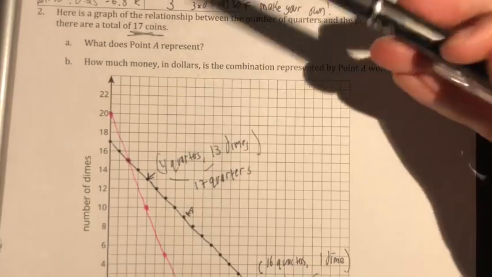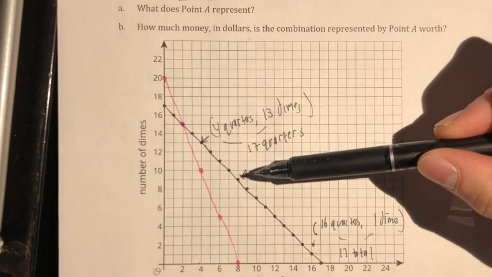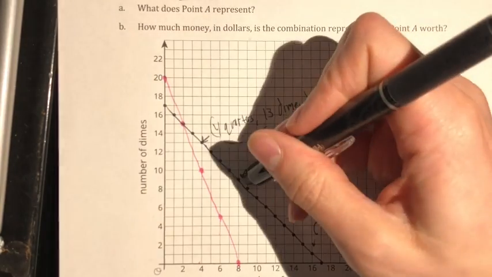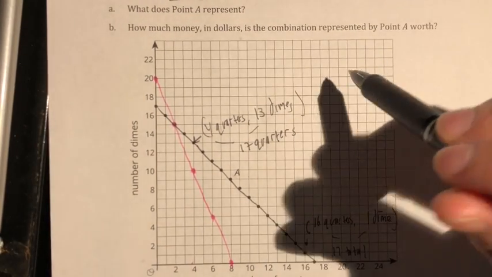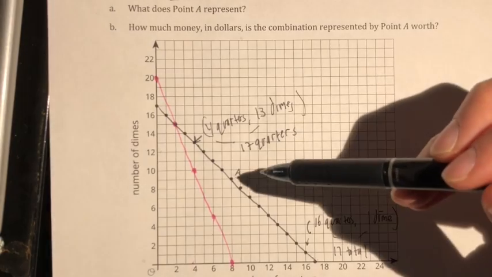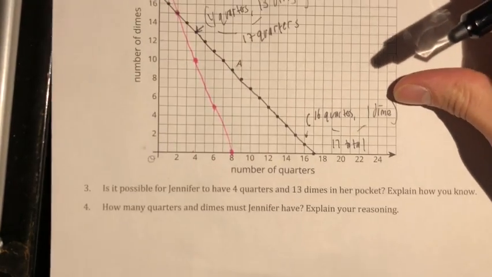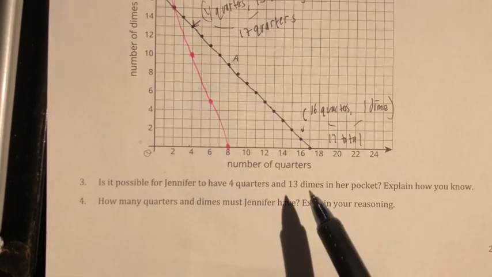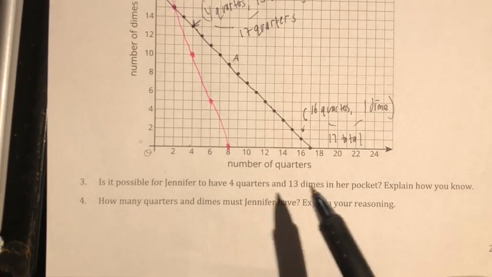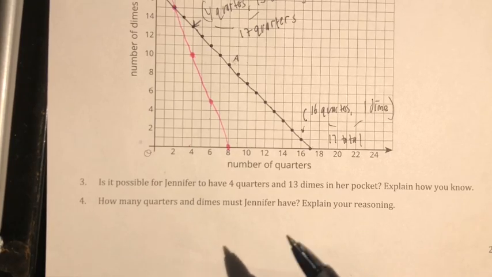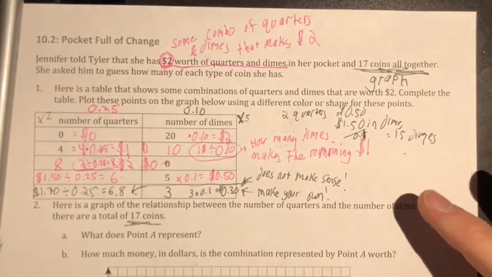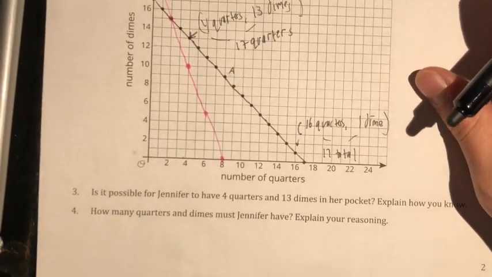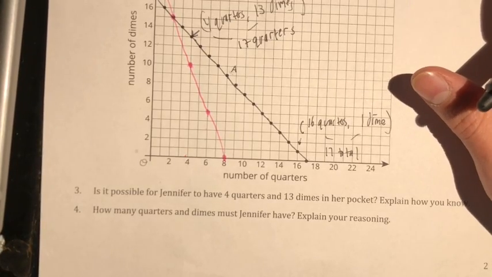So, what does point A represent? What did that point that we sort of skated right over represent? That's point A right there. I know I scribbled all over it, so you can't even see now. It's point A. How much money in dollars is the combination represented by point A worth? So how much money is that worth? Is it possible for her to have 4 quarters and 13 dimes in her pocket? Like, does that meet our criteria? And how many quarters and dimes must Jennifer have? There is a certain answer to this little riddle she gave him, that she has $2 worth and a total of 17 coins. So you can figure that out from the graph. So pause the video before it moves on to the next one, and we will have the answers there.